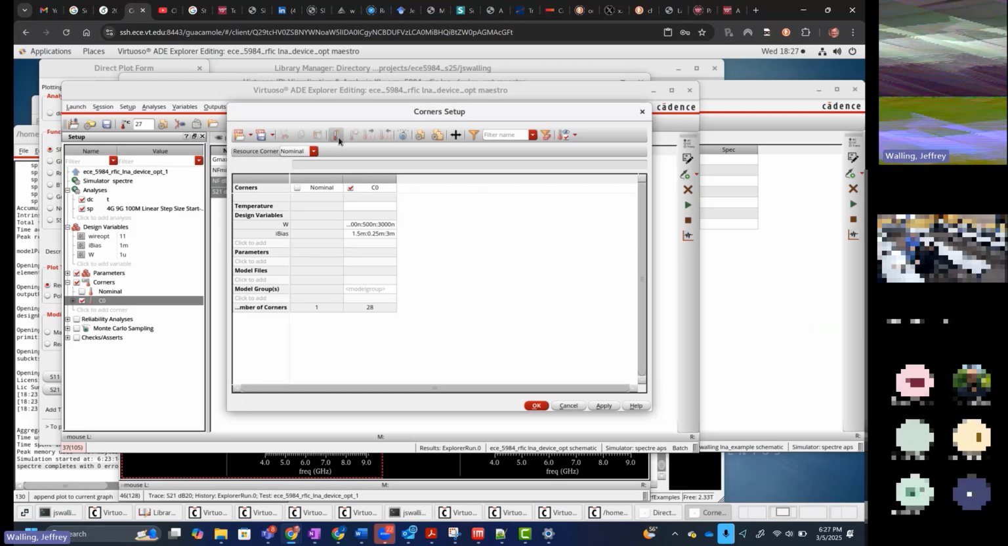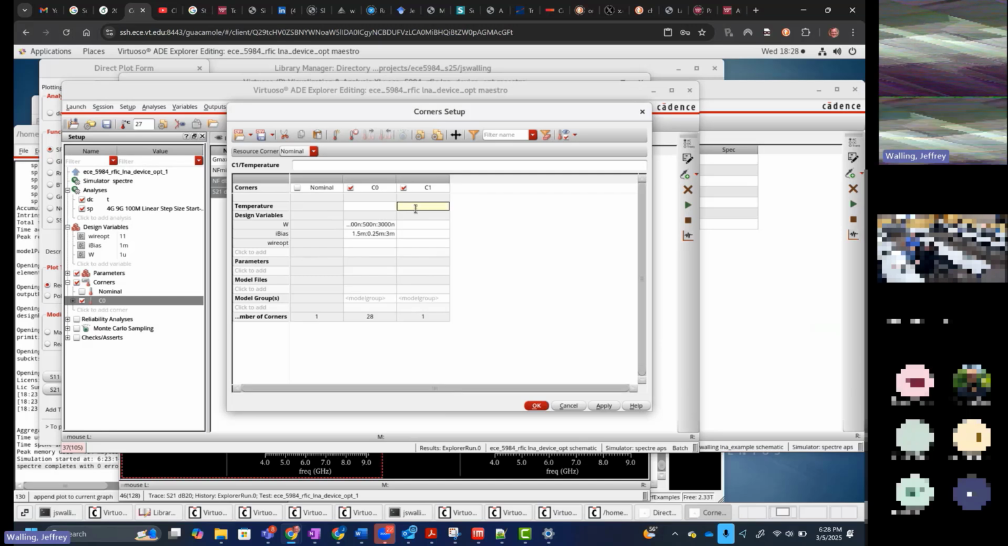If we want to add some different corners, there's a little thermometer here that you can click, and you can add another sweep to this. We'd have to add another variable. We don't have one. If we wanted to add another variable, we could go back into the schematic and add that. But you can always sweep temperature. So we could sweep temperature.